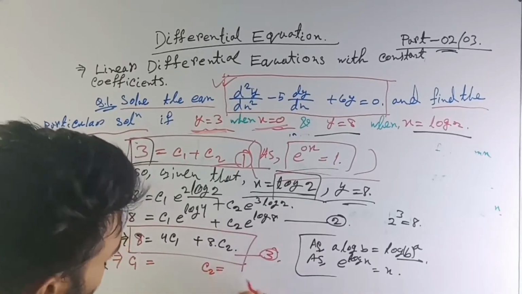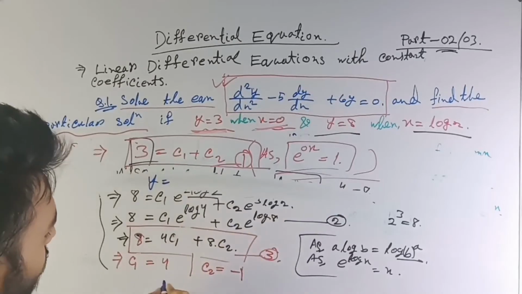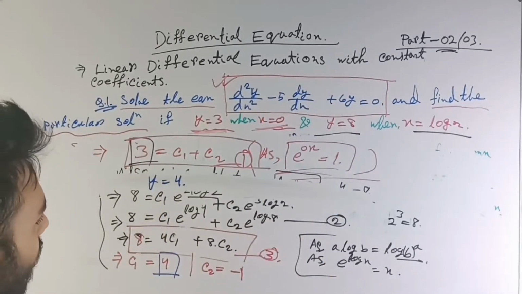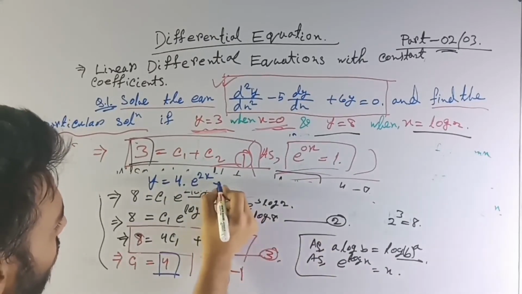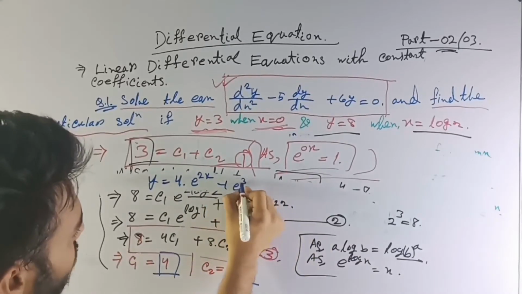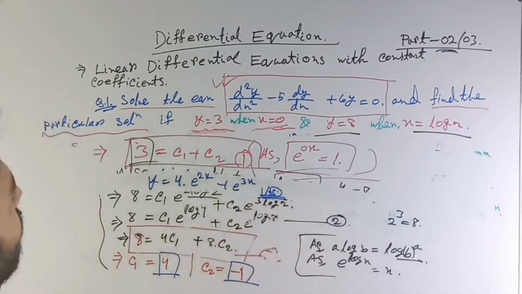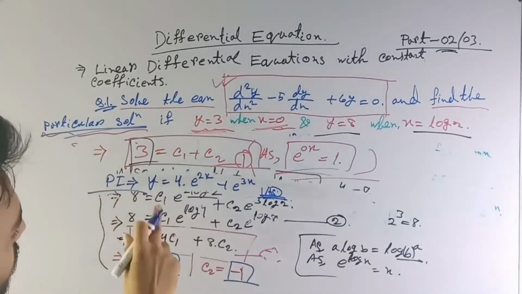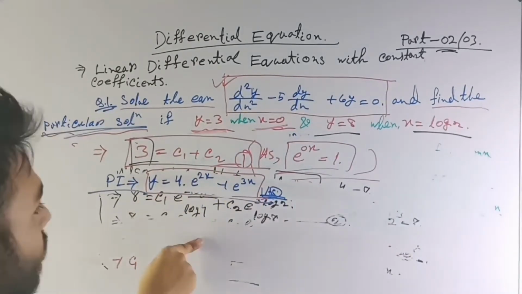So c1 equals to and c2 equals to how much? 4 and minus 1, you can also calculate that. So therefore y equals to 4 times e to the power 2x minus 1 times e to the power 3x, which is the required answer. So the particular solution is this for this question.